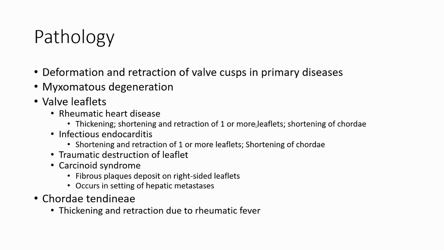Deformation and retraction of the valve cause primary disease: myxomatous degeneration, leaflet changes related to rheumatic heart disease, infective endocarditis, traumatic destruction of the leaflet, carcinoid syndrome, and chordae tendineae related thickening or retraction due to rheumatic fever.